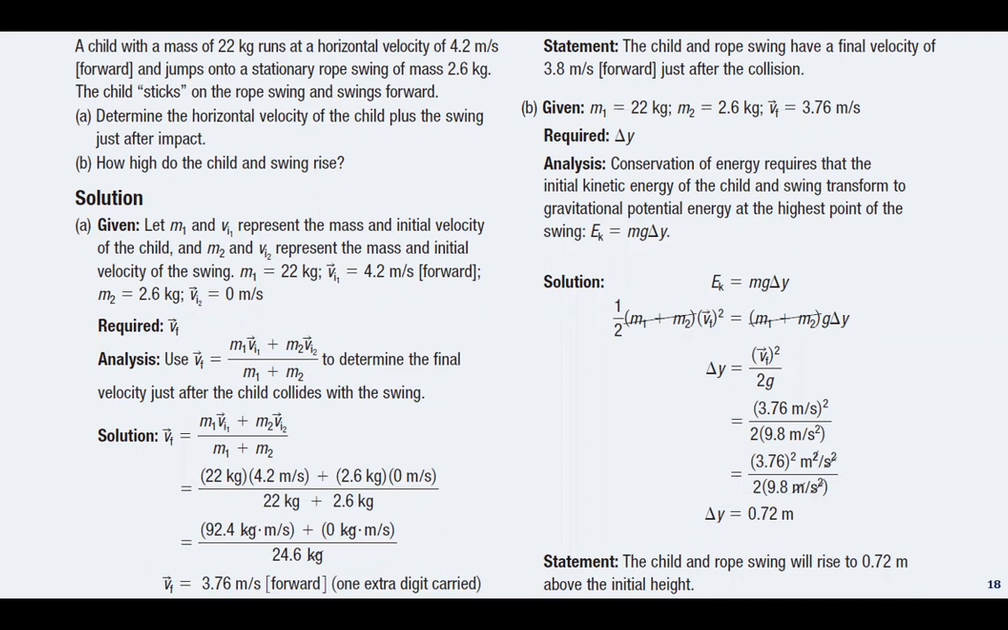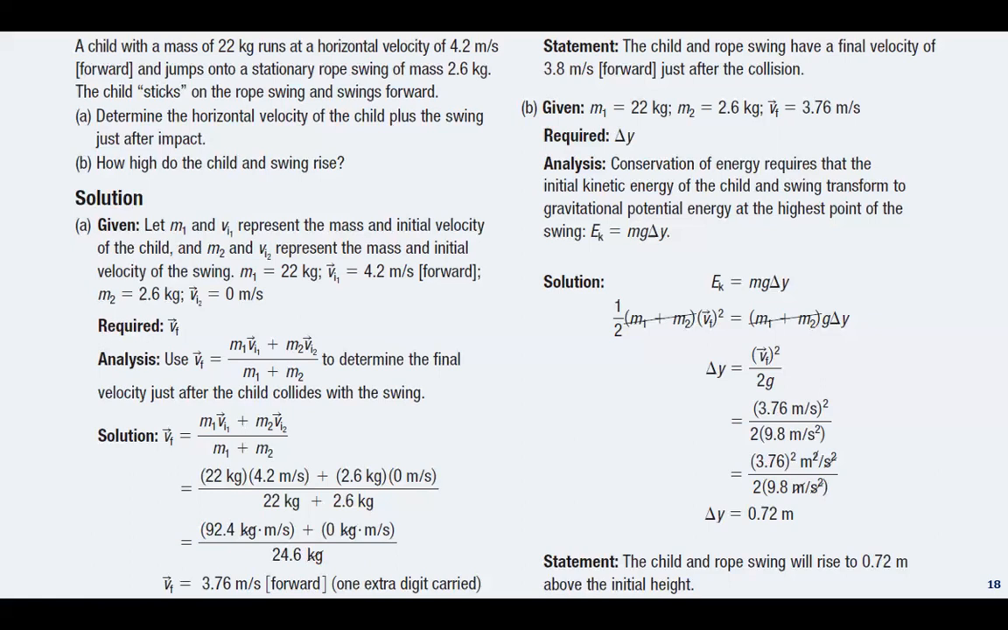In question B, note that conservation of energy requires that the initial kinetic energy of the child and swing transform to gravitational potential energy at the highest point of the swing, right? Which means Ek equals mg delta y. If we choose the lowest point as a reference point, where the potential energy due to gravitational force is 0, then this equation gives us 1/2 times the sum of the two masses times Vf squared equals the sum of the two masses times g delta y.